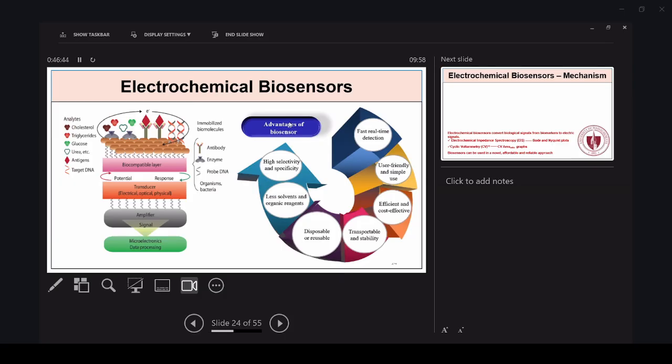So this is the main working principle. And what are the advantages? High sensitivity and specificity. Analytes are the proteins in the sample. In sweat there is some excretion of proteins, in saliva there is protein, and in blood there is protein. So here we focus on antigens as the analytes. Advantages of biosensors: it is highly selective and specific, uses fewer solvents and organic reagents, and is disposable and fast. It detects very fast, is user-friendly, efficient and cost-effective, transportable, and stable.